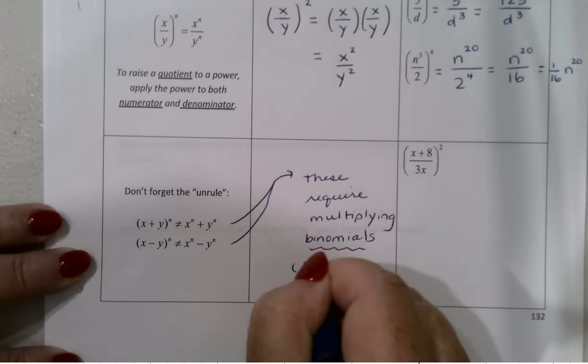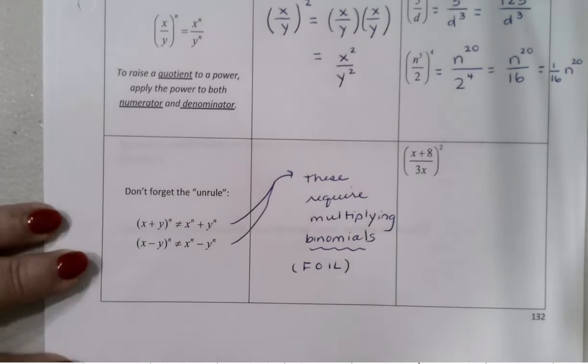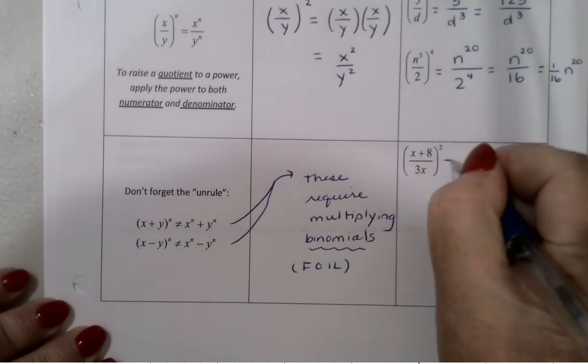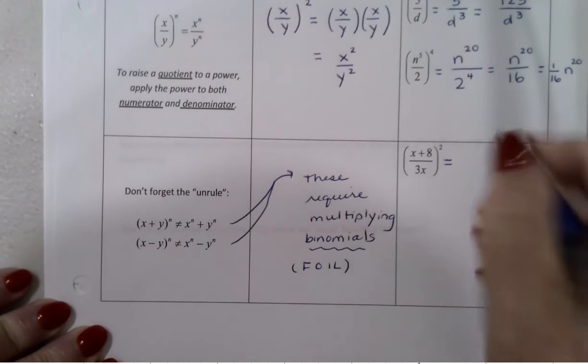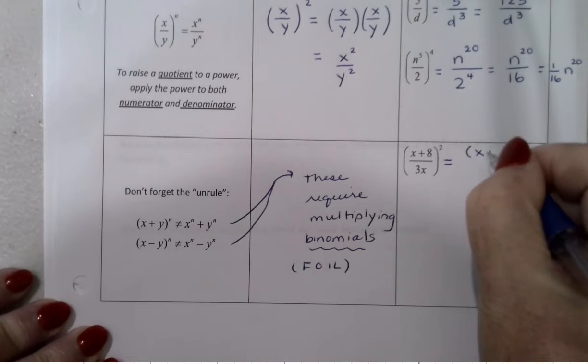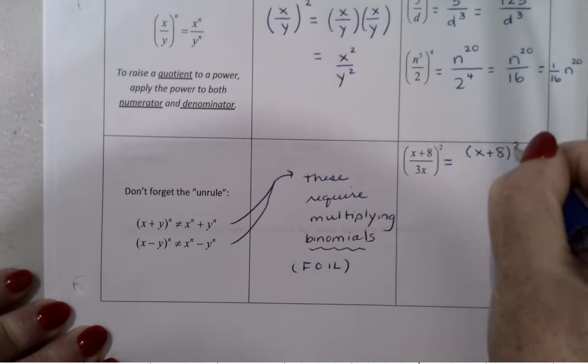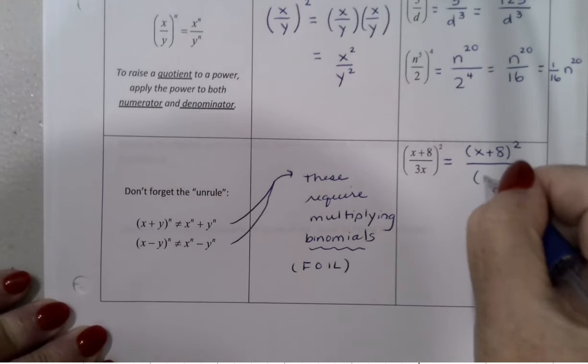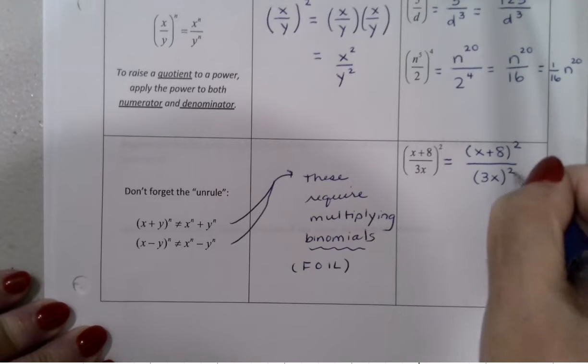Right? Many of us think of that as the FOIL method. All right, so let's look at this example. My square on the outside of this whole fraction does mean that I can apply the power to both the top and bottom, but I do need to be a little careful. When I apply the power to the top, I'm just going to write it as (x plus 8) squared, and I'll go ahead and write the bottom as (3x) squared.